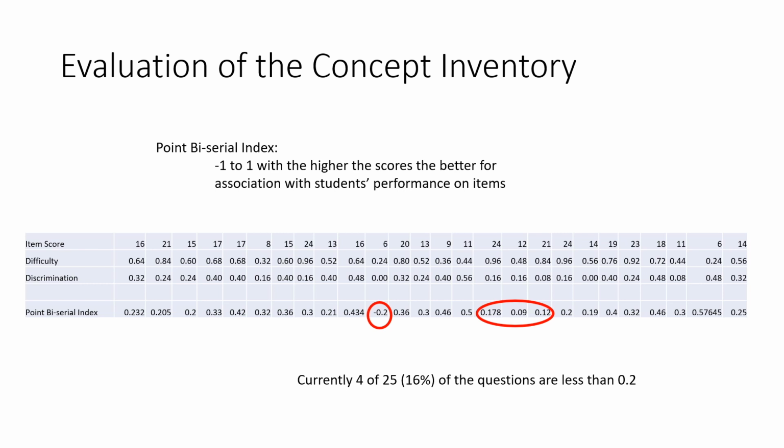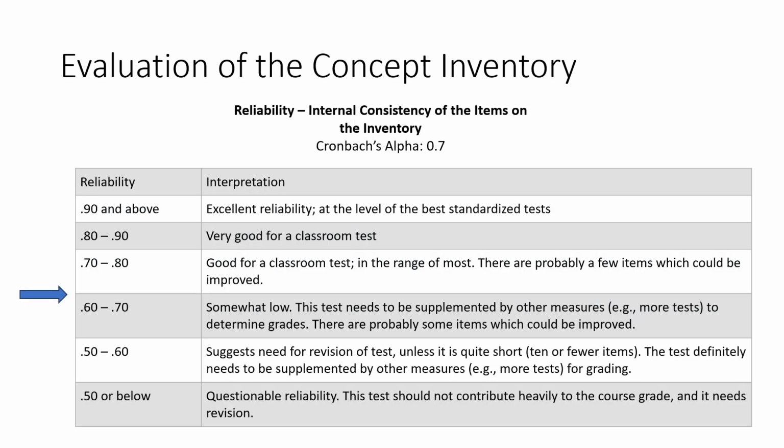The next metric is the point biserial index, and it's a correlation metric between the performance and the items. Using this metric, there are 4 items that are less than 0.2, which can be considered. The reliability of the test as a whole, or the internal consistency of the items in the current exam, was measured using the Cronbach's alpha with a reliability of 0.7, which is on the border of good and somewhat low.